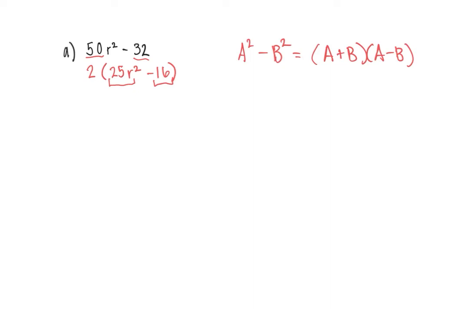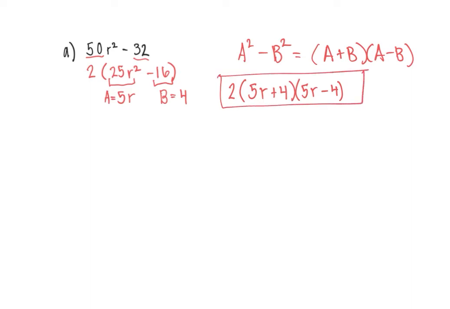Okay, so for 25, 5 squared is 25, and for r squared it's r squared. For my b term, 4 squared is 16. So then we plug those into the formula, and we get 5r plus 4 and 5r minus 4. Don't forget the 2 that you factored out in front. That is part of the factoring. And there we go.